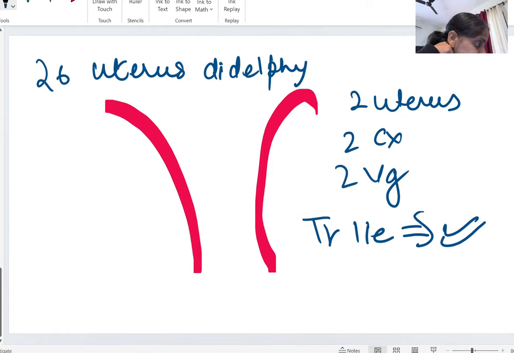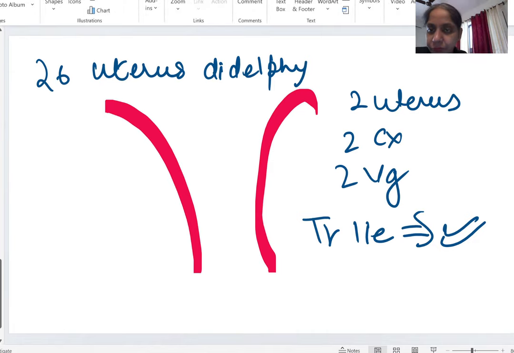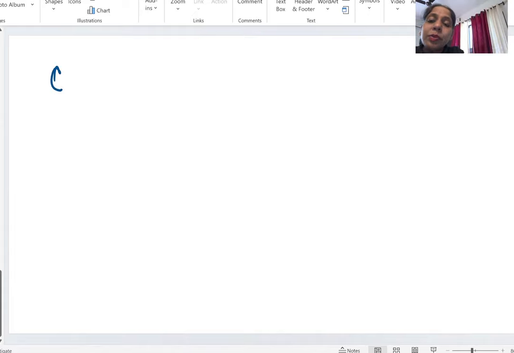After 26 is 17, 15, 14, 13. Question 17 is the treatment of virilizing adrenal hyperplasia. So there is one hyperplasia. So this is question number 17.